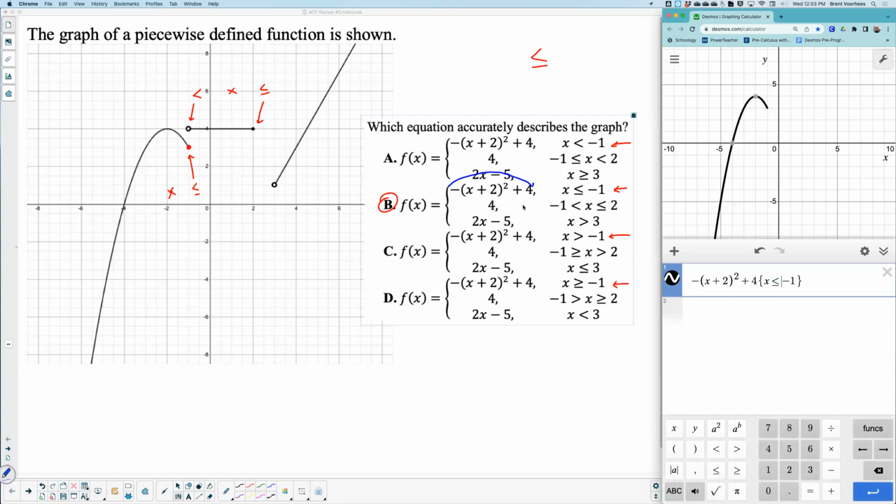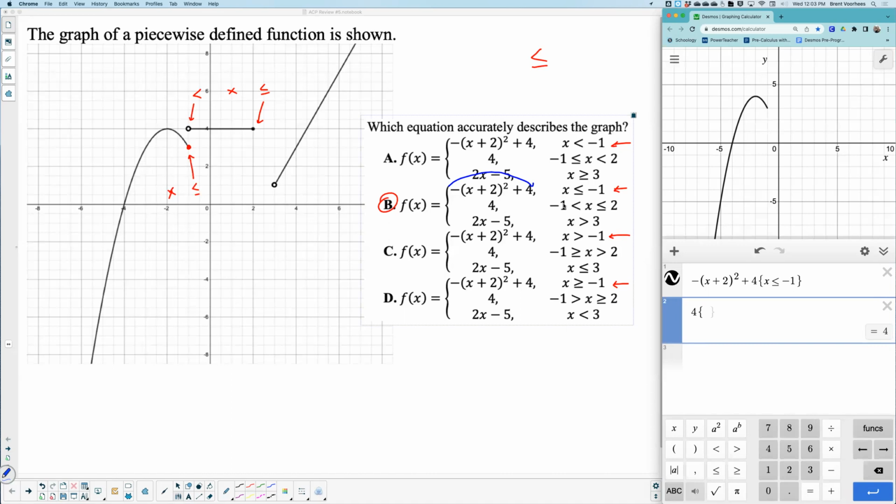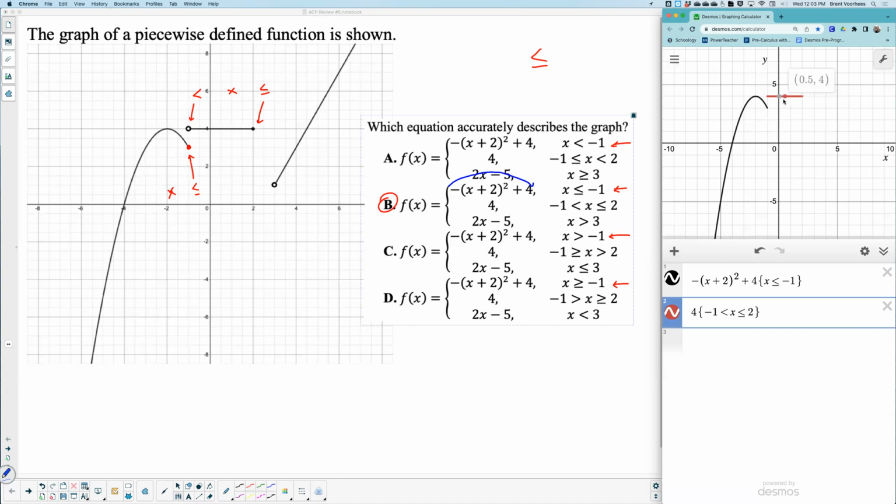Now for the second equation, I'm just going to do it on the second line. So I'm going to say 4, and instead of the comma, I'm going to use the squiggly bracket. 4 is restricted to being, where do you go, -1 is less than x, which is less than or equal to 2. So here's the second piece. Again, I'll click it. Notice it's open on the left, closed on the right.